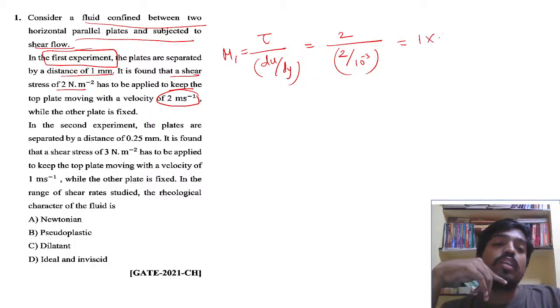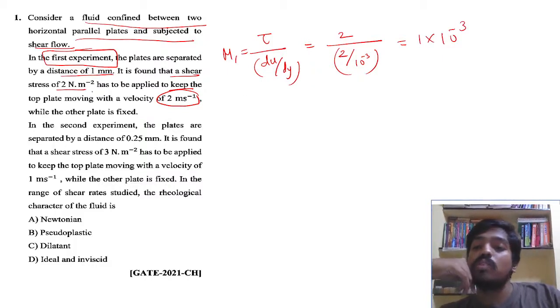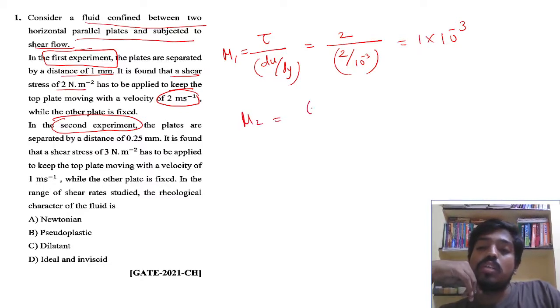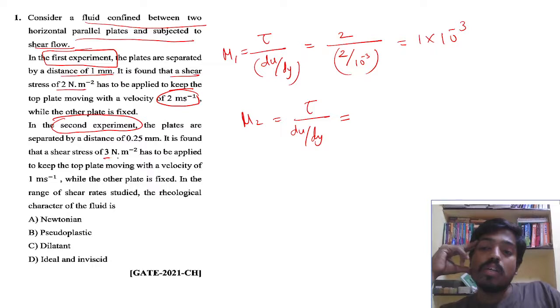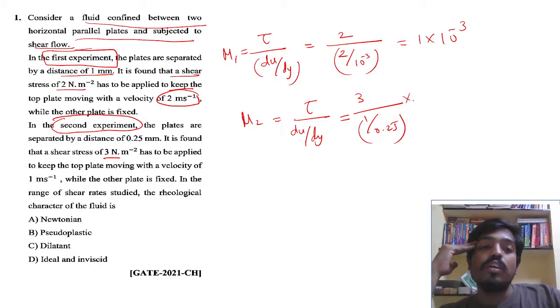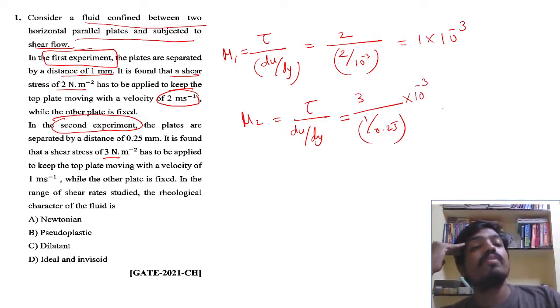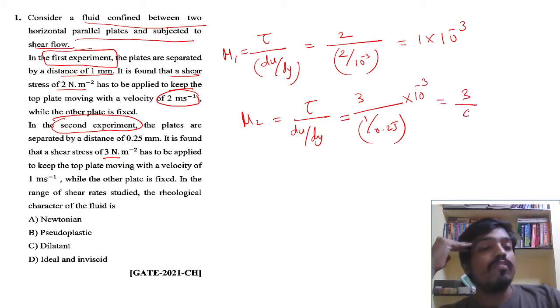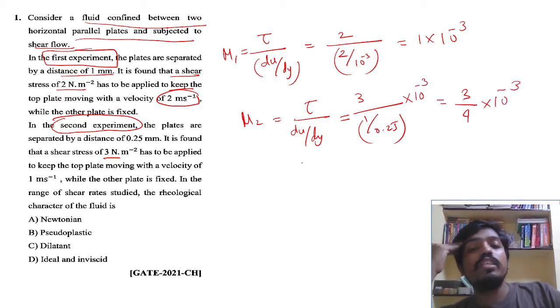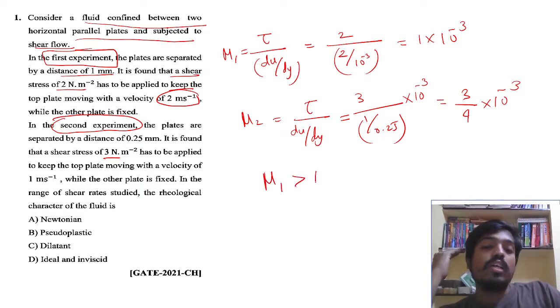So the answer is 1 into 10 to the power of minus 3. The second experiment: mu2 is equal to tau divided by du by dy. What is the tau value? Tau value is equal to 3 divided by 0.25 to the power of minus 3, which is equal to 3 by 4 into 10 to the power of minus 3.